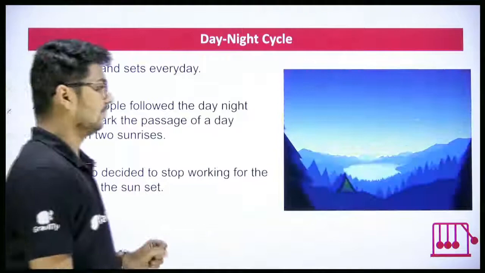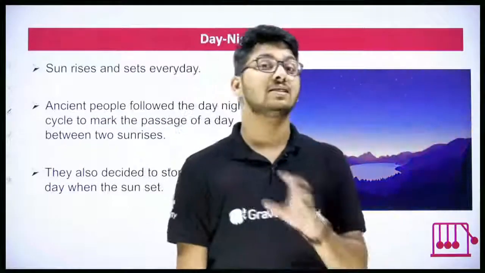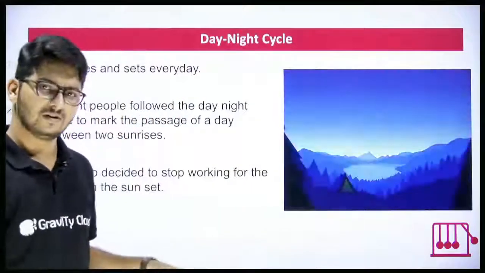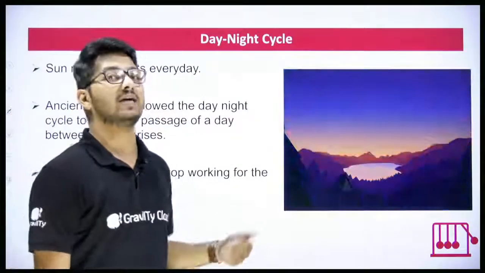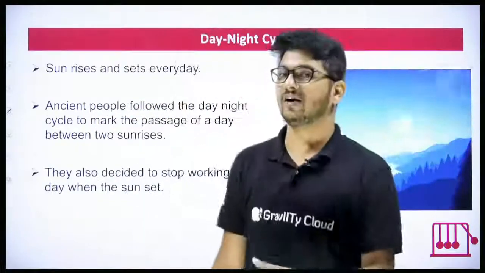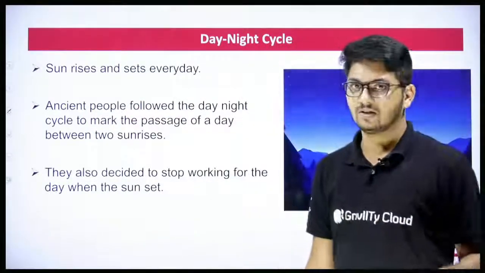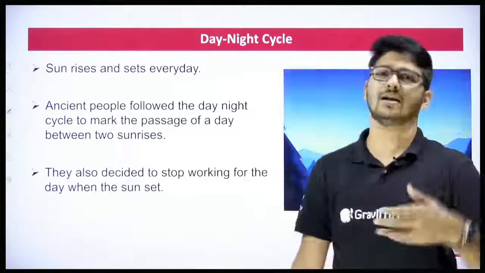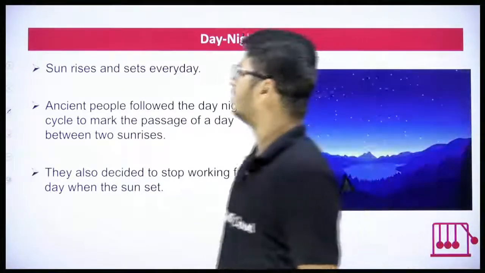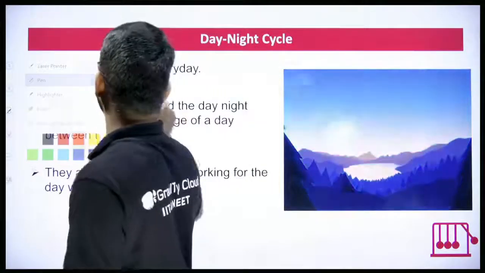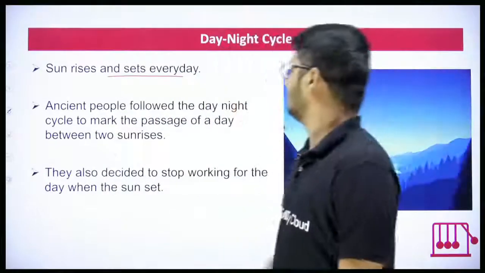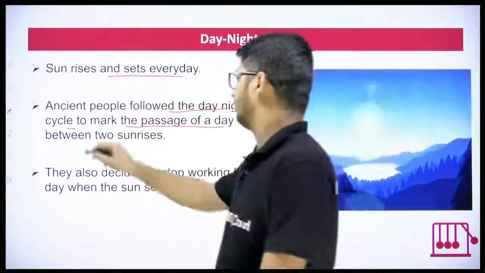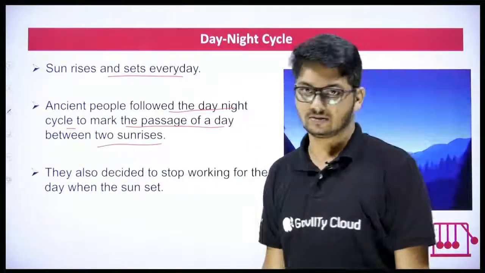Now the first thing that people could observe is the day and night cycle. It happens every day, so time can be measured in terms of the day-night cycle. I told you, what is time? The interval between 2 events. You can say from day to night is 1 time interval and from night to day is another. So the sun rises and sets every day, and ancient people followed the day-night cycle to mark the passage of a day between 2 sunrises.